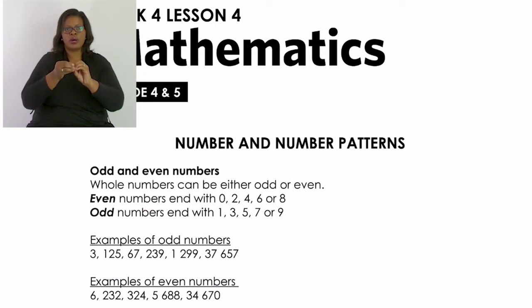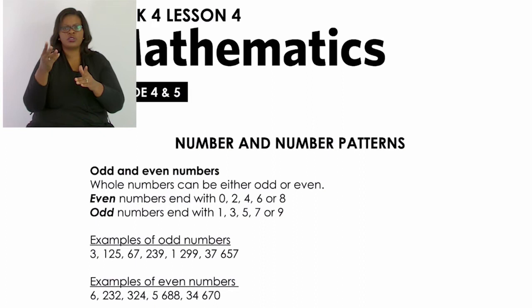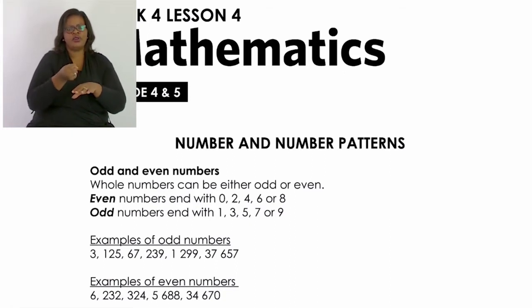Whole numbers are classified as odd and even numbers. Even numbers end with 0, 2, 4, 6, and 8, whereas odd numbers always end with 1, 3, 5, 7, and 9. So when you are counting in twos, it means you are listing all the even numbers. There are examples shown there on page 13, which show odd numbers.